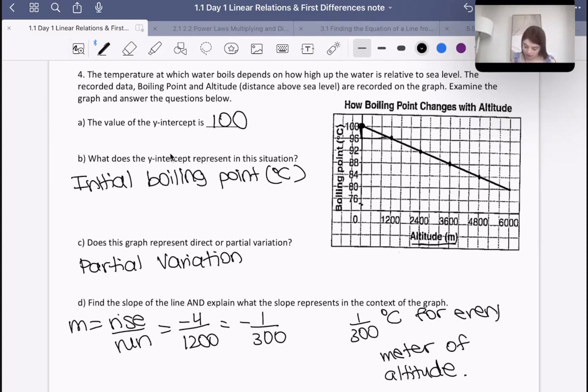When I should say down, right? Because it's negative, so that means it's down 1/300th of a degree Celsius.